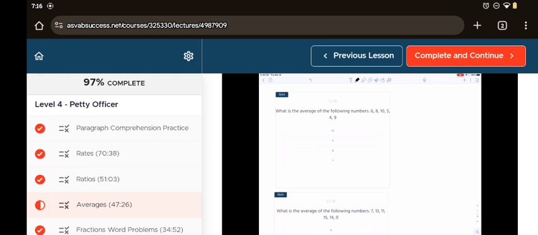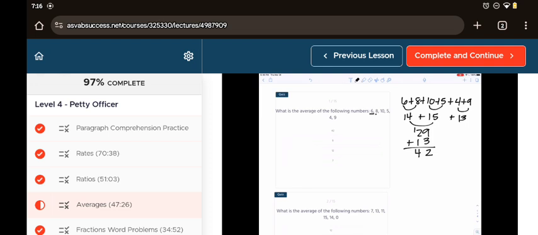It says, what is the average of the following numbers? 6, 8, 10, 5, 4, 9. So here we're going to put it into our equation, or do our process, right? 6 plus 8 plus 10 plus 5 plus 4 plus 9. So let's group them up. 14, 15, 13. 29 plus 13. 2, carry the 1, 42.